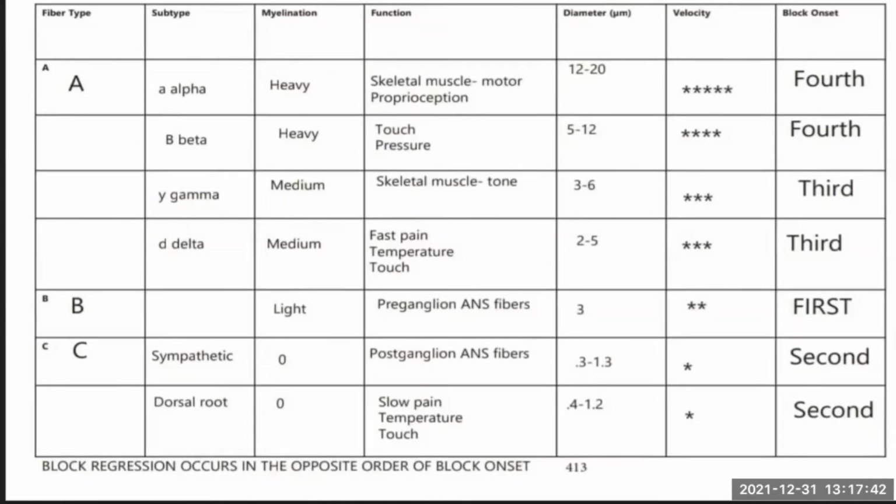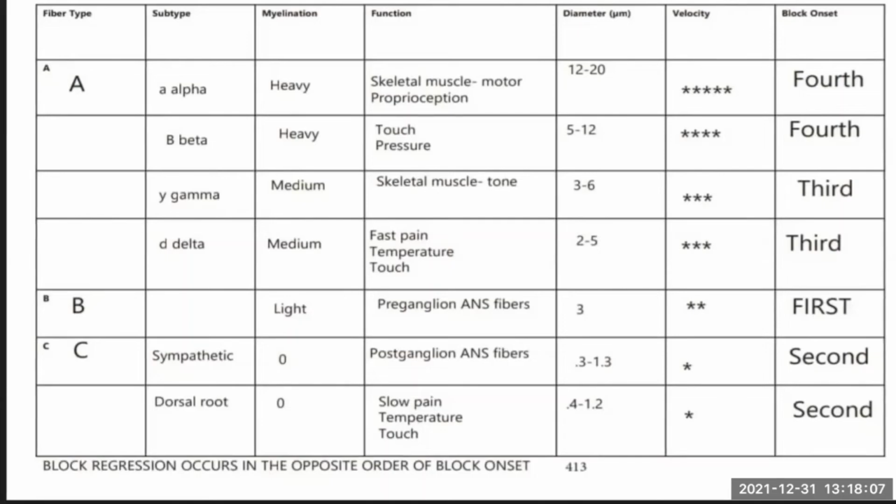And those ones have a diameter of about 12 to 20. That's kind of large diameter. And their velocity is pretty high. So their blockage is delayed. This is because they are kind of large. Because of those large diameters, these ones are going to be blocked a little bit later than when you deal with the ones that are less myelinated and smaller in diameter.